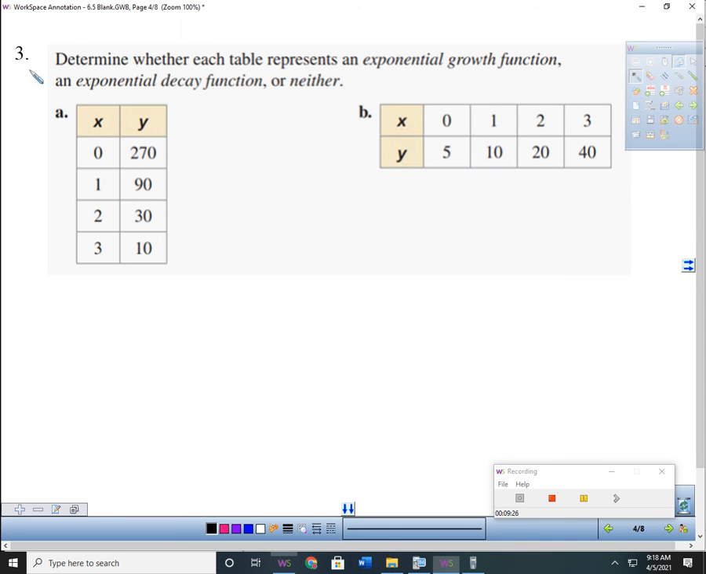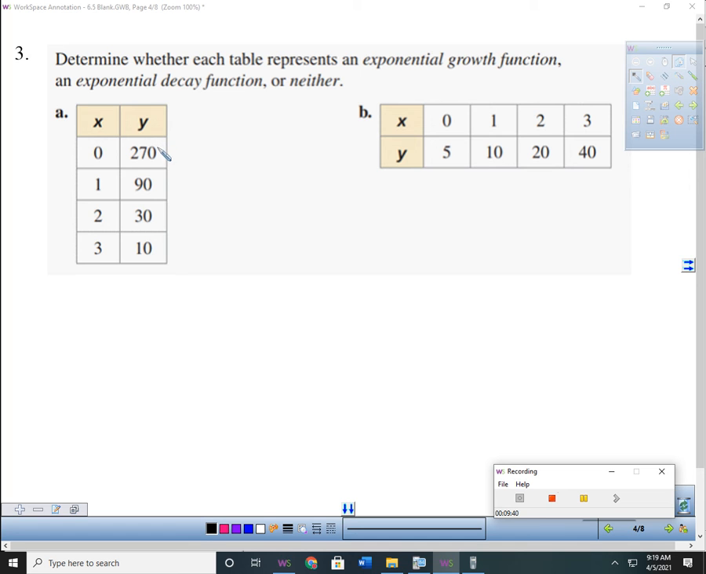All right, so number 3. We're going to determine whether each table represents exponential growth, exponential decay, or neither. So to do that, first you always want to make sure that your x values are increasing at the same rate. So I'm just adding 1 every time, correct? All right, so I'm good there. So now I'm going to look at the y's. So as my x increases, my y's are getting smaller, correct? And so I want to make sure that it's the same amount every single time.